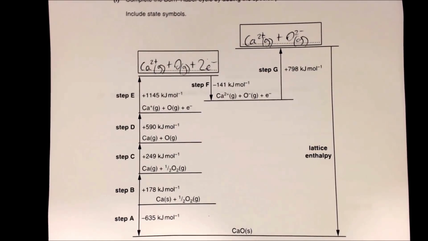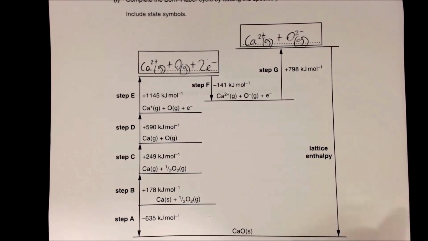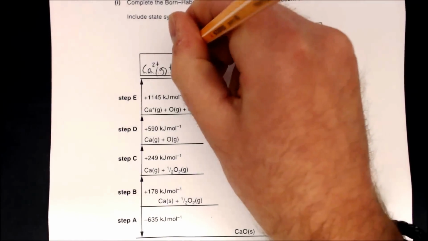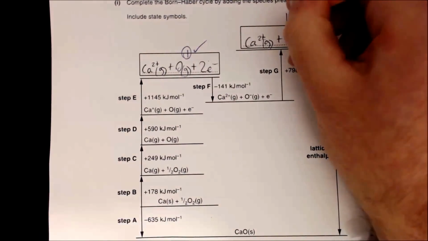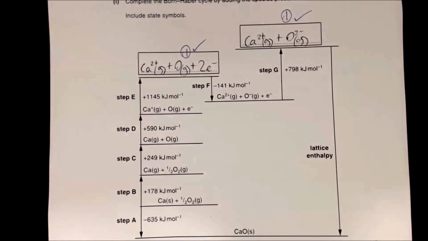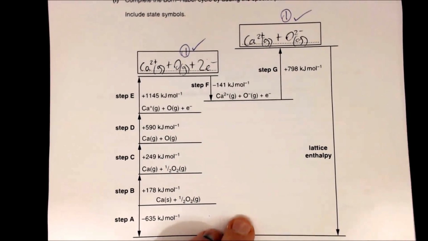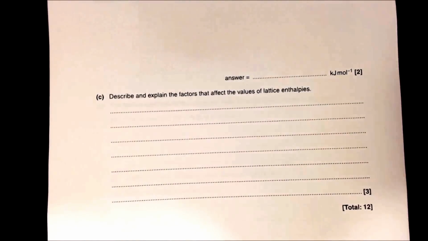So this is 2 marks. Obviously we just get 1 mark for each. So we get 1 mark for that, give that a tick, and then 1 mark for that, and give that a tick. There you go. 2 marks. Easy. Okay. So on to the next question.